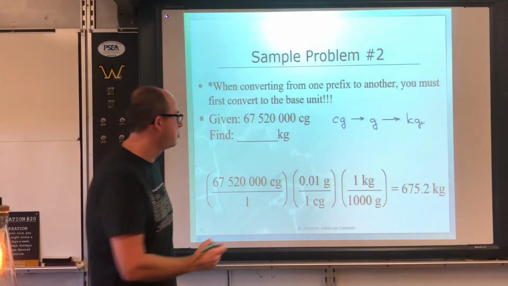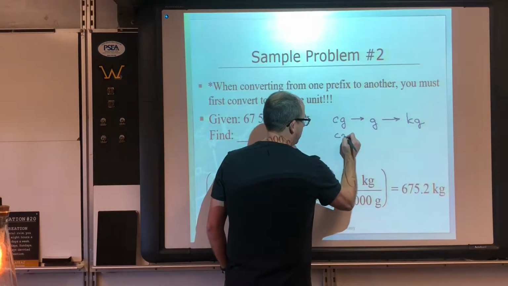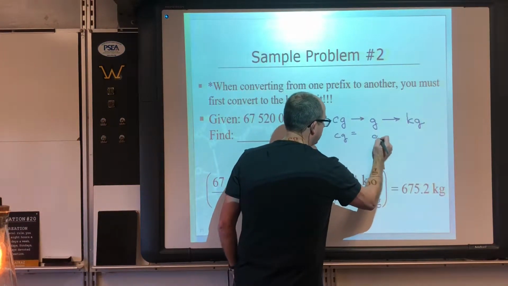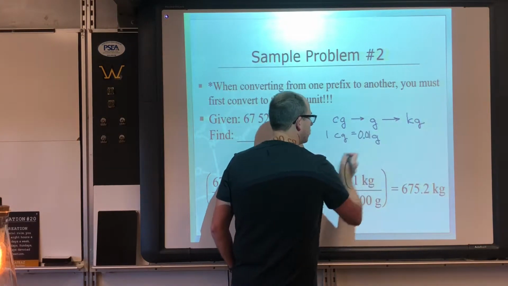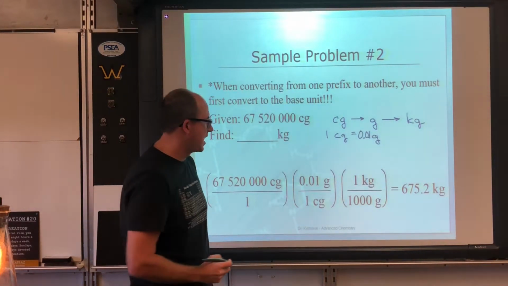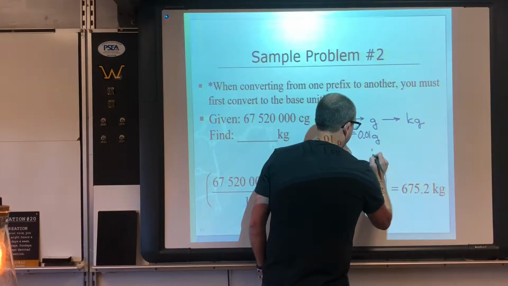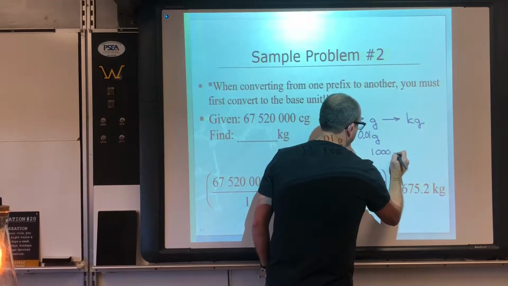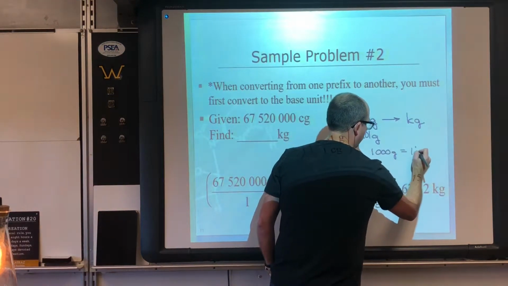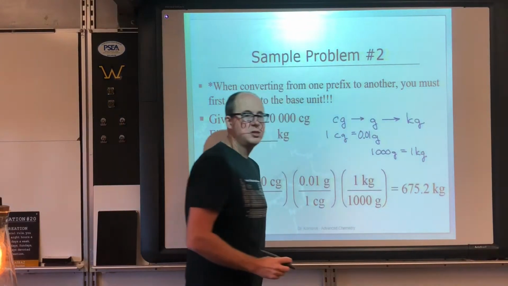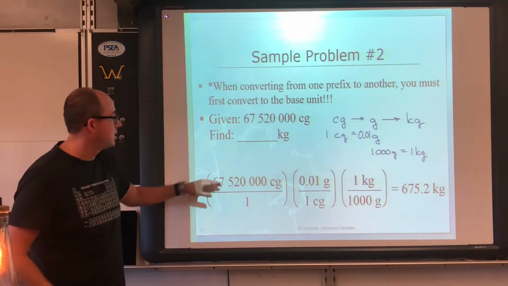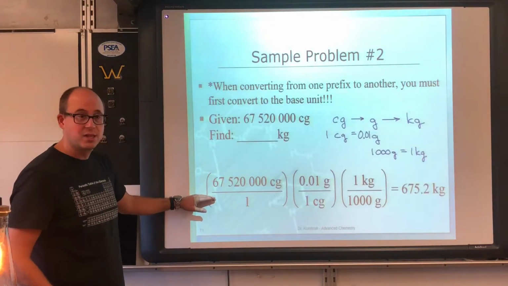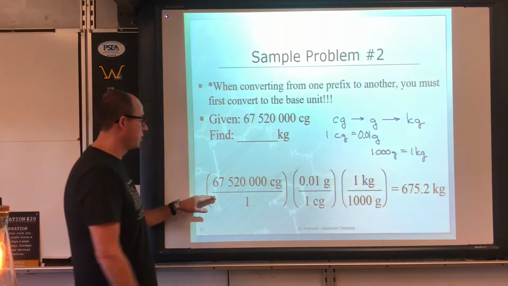The relationships we'll use are based on centigrams and grams, and it'll be 1 centigram is 0.01 grams, and then the next one will be 1,000 grams in 1 kilogram. Just like the English system ones we did, we begin with our given written as a fraction, and we link the 2 conversion factors together after it.